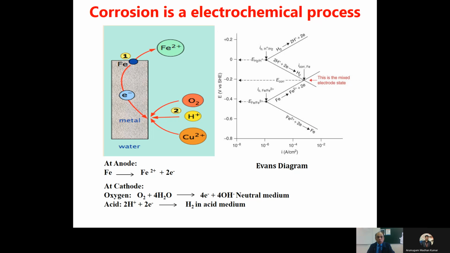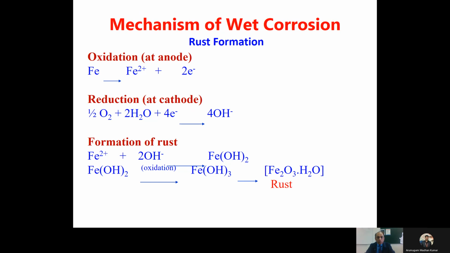Corrosion is an electrochemical process. It involves two processes. One is oxidation. Here I have taken the example of oxidation taking place at the anode. Iron is oxidized. It releases electrons. And now these electrons go to the cathode and reduce oxygen into hydroxide ion in neutral medium, and into water in acidic medium, and hydrogen evolution will take place. So this is the mechanism of wet corrosion which takes place in presence of moisture.